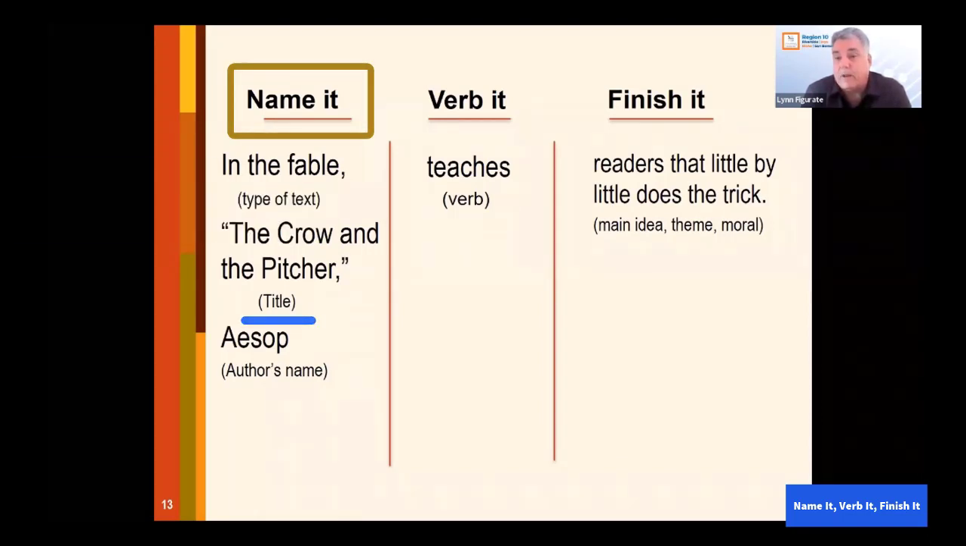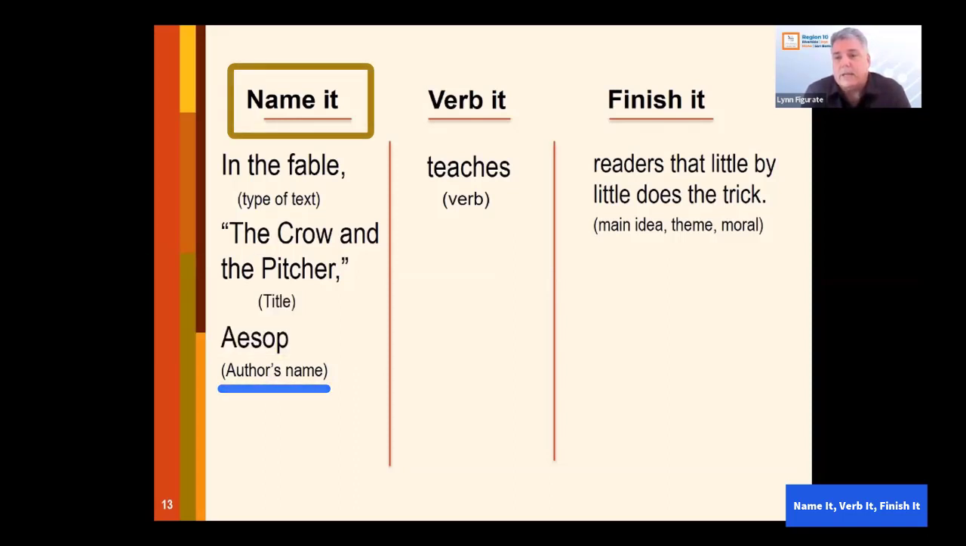Then we have the title of that piece. Here you can see the fable is called The Crow in the Pitcher, and then the author is Aesop. Now, we don't always have an author's name. Many of you know that when you get any kind of writing piece, sometimes there'll be no name on it at all, right? You don't know who the author is. And so we teach the kids just to be able to write the author. Sometimes it's the scientist, sometimes it's a historian or a mathematician. So it really depends on the piece.